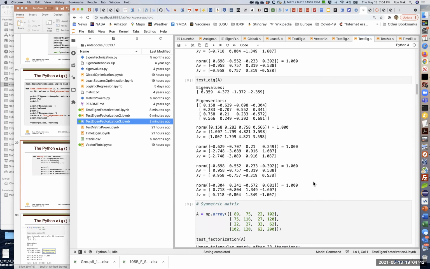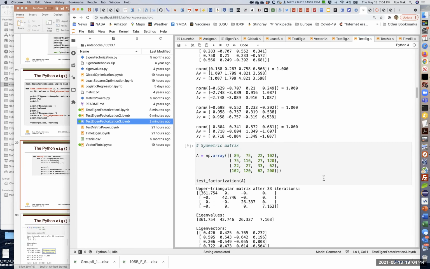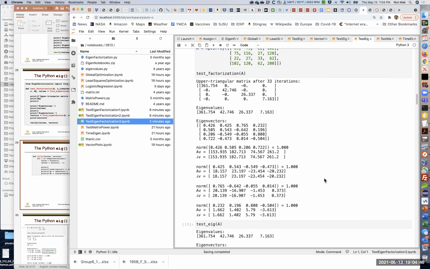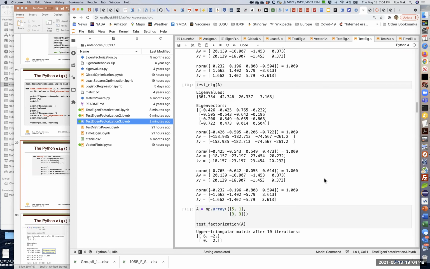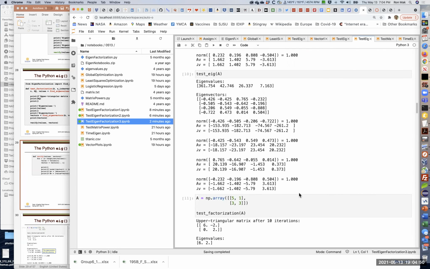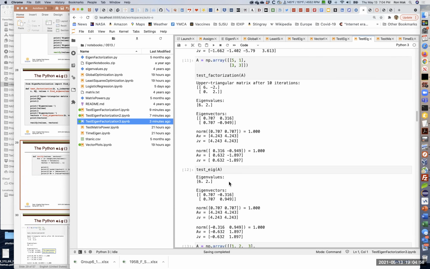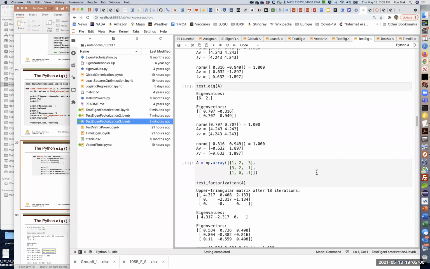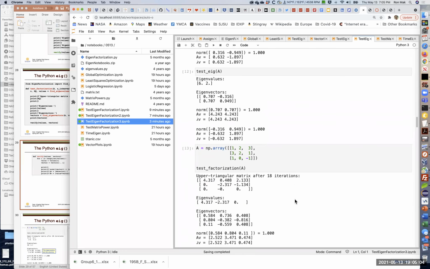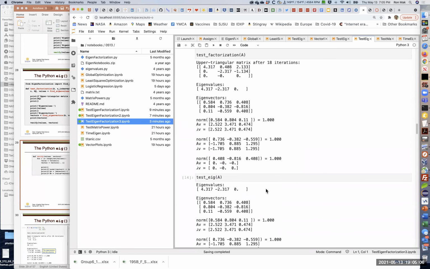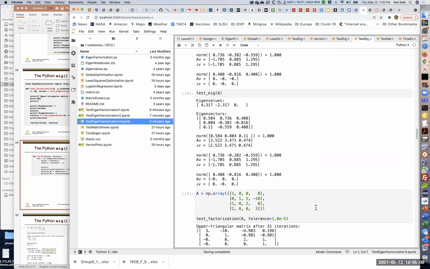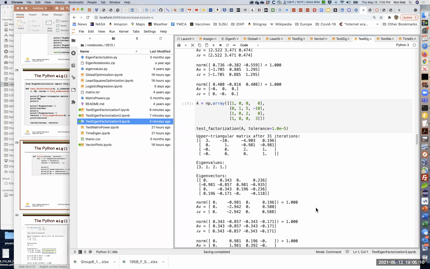Okay. All right, so another symmetric matrix. And then eventually I have, okay, this one's not symmetric. So here, well, I think this is the example I had on the slides. And then here's a test EIG. Okay, here's another one. This one is not symmetric. And so we go through several of these.